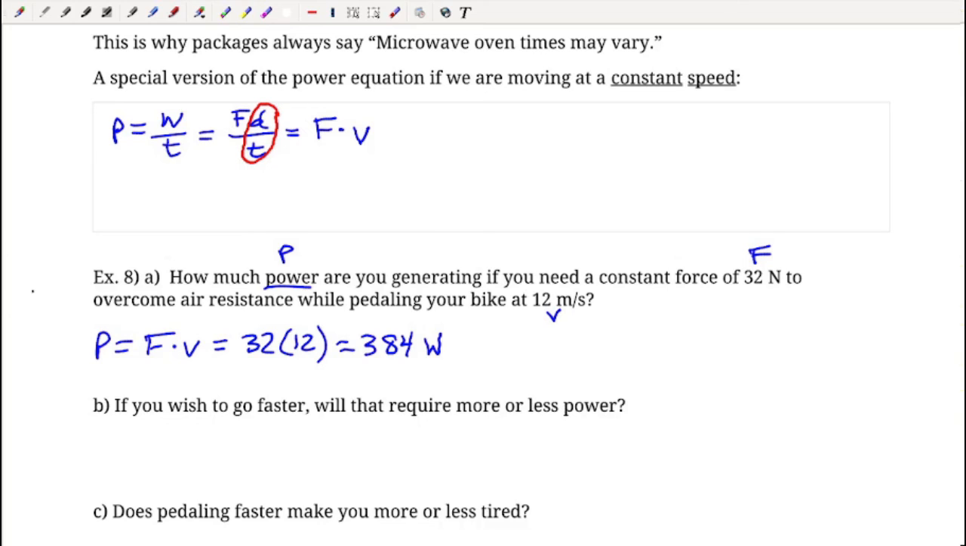So part B, if you wish to go faster, will that require more or less power? So let's think about that. Power is force times velocity. So if I keep the same force, but I want to go faster, a higher velocity, that is going to require a higher power. So to go faster, you are going to need more power.